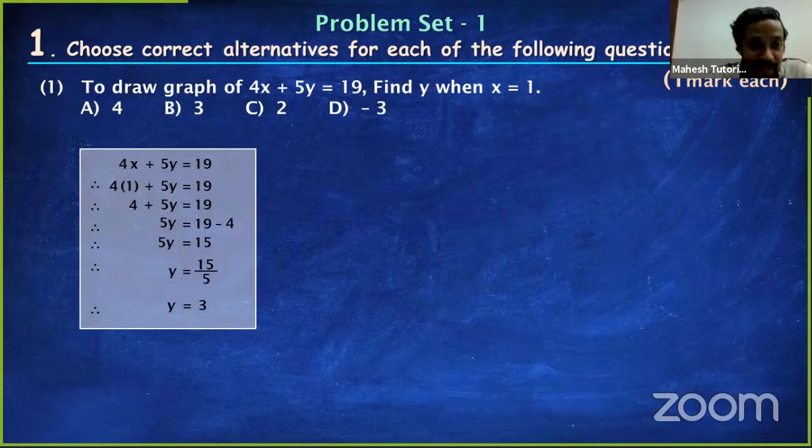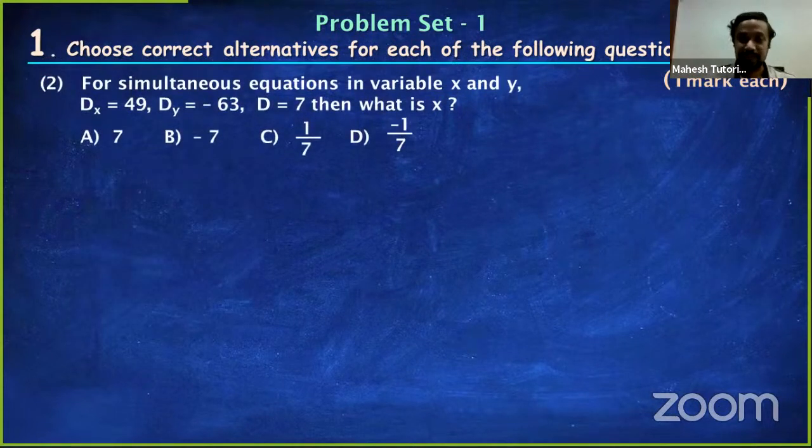So students, A, B, C, D. A के लिए option was 4, B के लिए option was 3, C के लिए option is 2, D के लिए option is minus 3. So which is the correct option? Very good. B, that is 3. All right. I hope so. Okay, how we have got this answer for option B is quite clear to each and every student. Moving towards the next question, students.